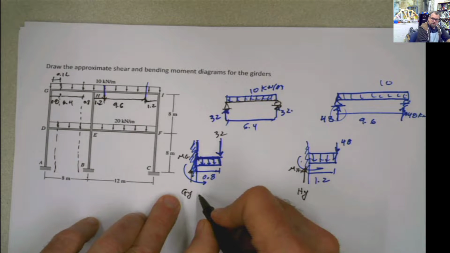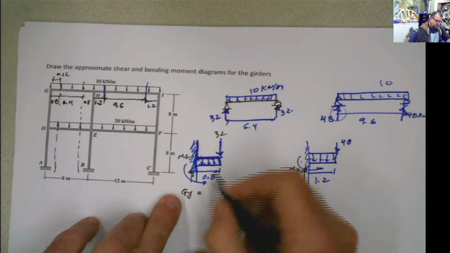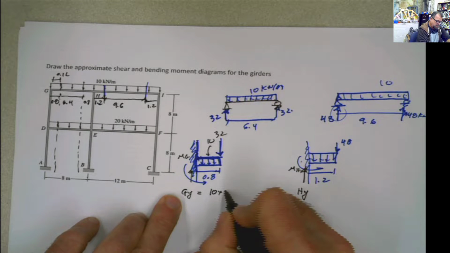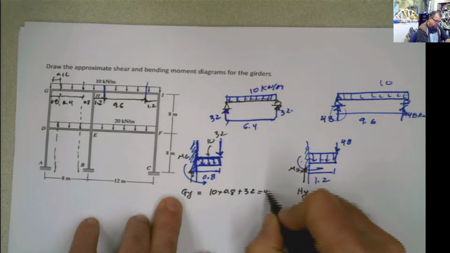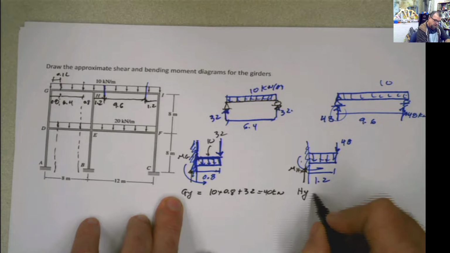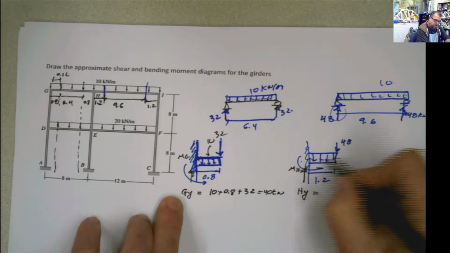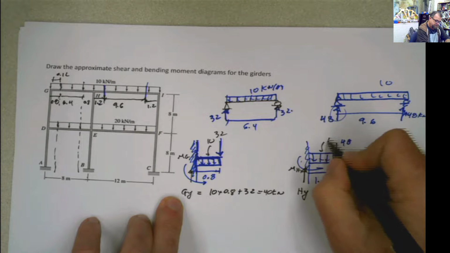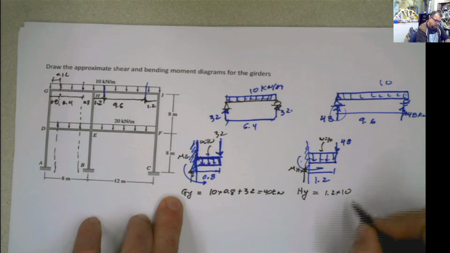Now, if I do summation of forces in y equals 0, then GY is going to be equal to 10 times 0.8 plus 32, and that's 40 kilonewton. And if I want to calculate HY here, it's going to be the same thing. HY is going to be 1.2 times 10, distributed load omega equals 10, plus 48, and that's 60.